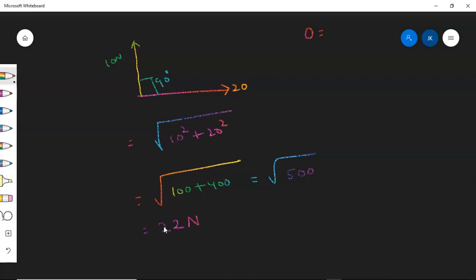So 0 degree, 30 Newton. When the angle increases a little, it becomes 29 Newton. 60 degree, it becomes 26 Newton. 90 degree, it becomes 22 Newton. So now you can have a look: as the angle between the two vectors increases, the resultant force decreases. Still we have other angles, 120, 150, 180 degrees, and we can check.